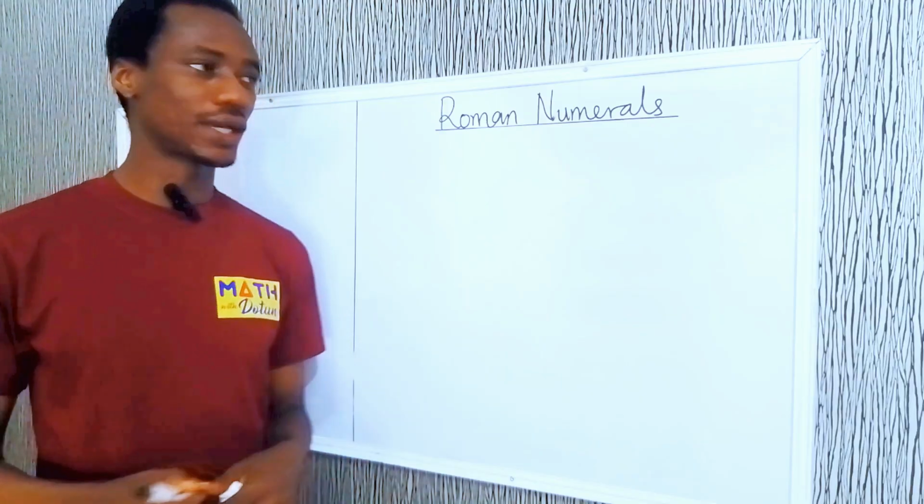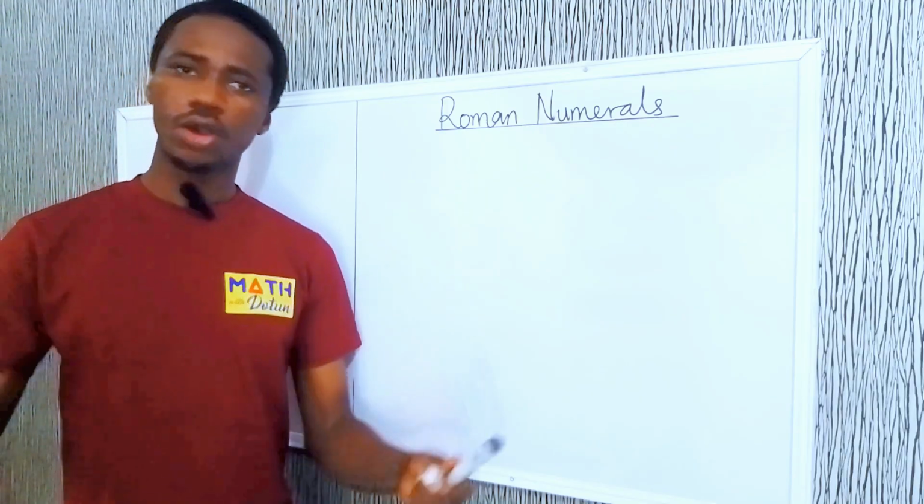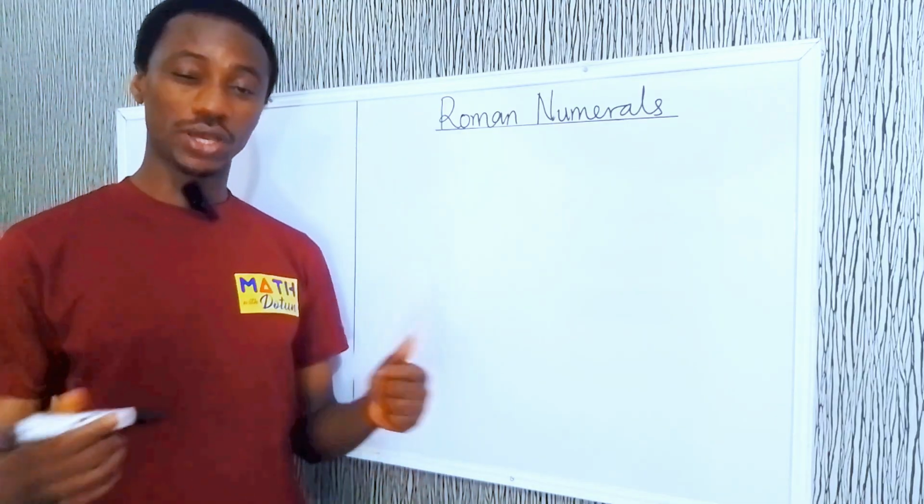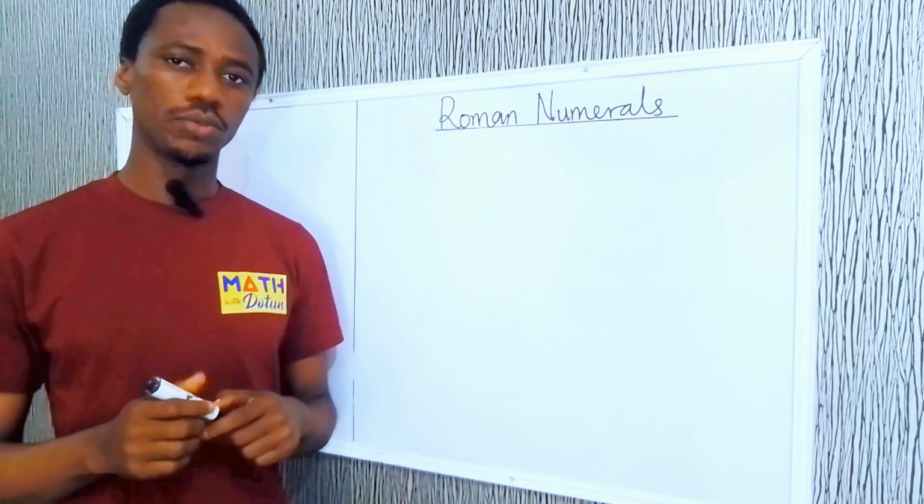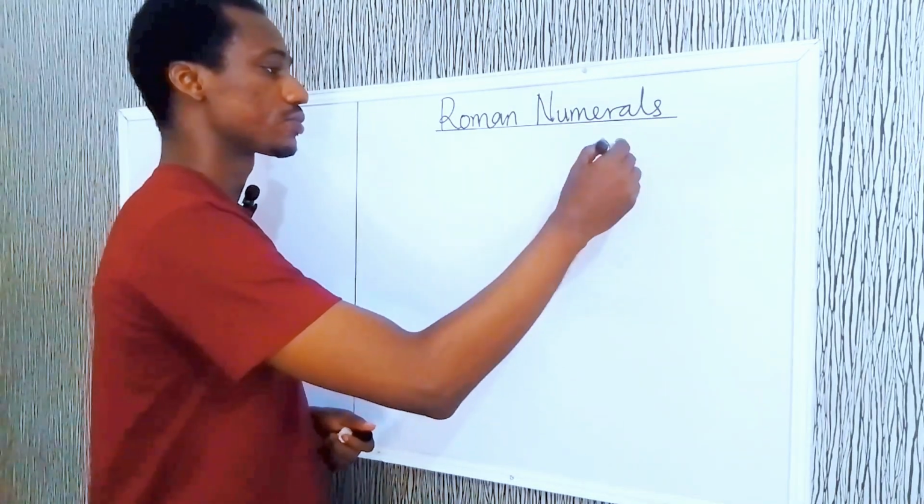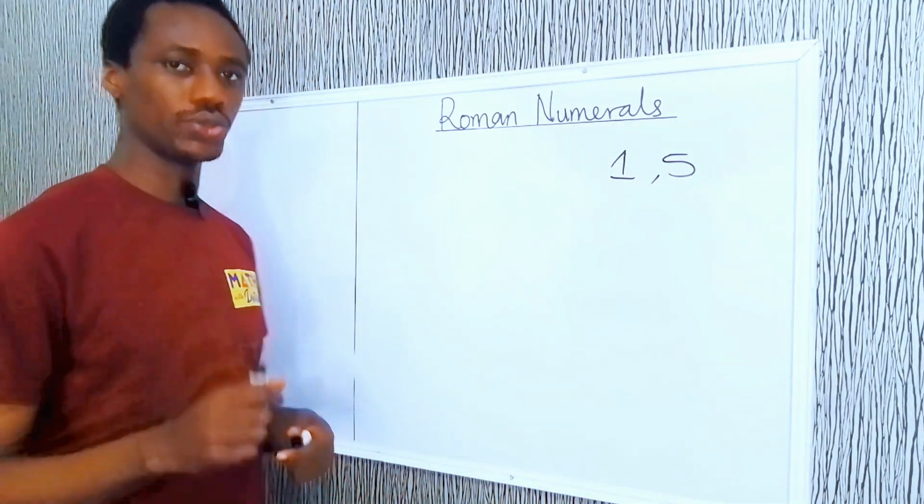Today we're going to be looking at Roman numerals. So I just want to show you some of the secrets of the Roman numerals. First, we look at the main letters we have in the Roman numerals. But you should note something, that the letters are in ones and fives. All right, I'm going to show you that.